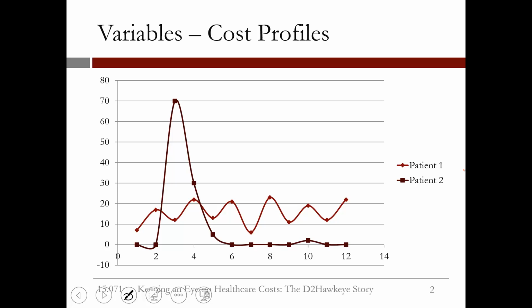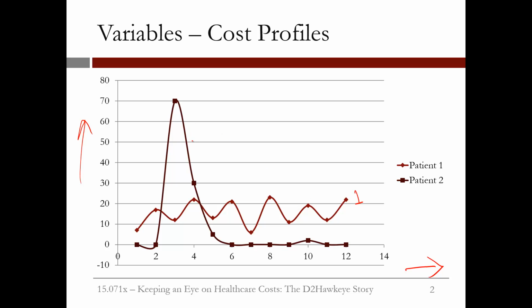To illustrate an example of how we infer further information from the data, the graph here shows on the horizontal axis time and on the vertical axis costs in thousands of dollars. So patient 1 is a patient who on a monthly basis has costs of the order of $10,000 to $15,000, a fairly significant cost but fairly constant in time.